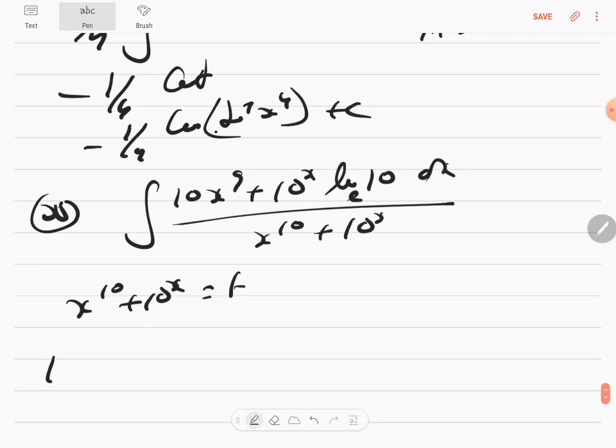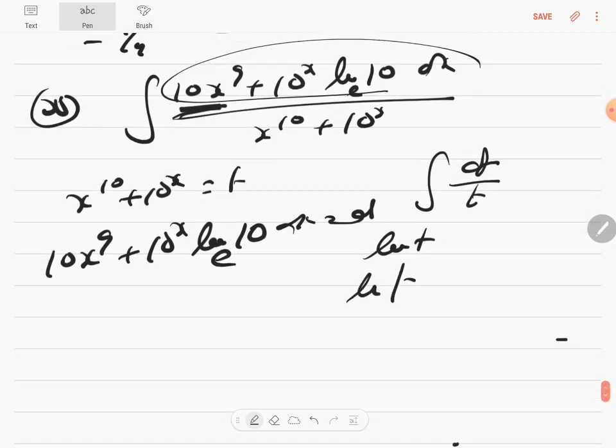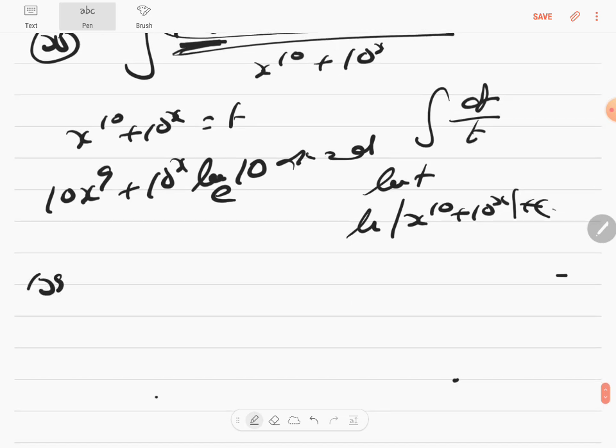x to the power n derivative is 10 into x to the power 9. Is it correct, dt? So a to the power x derivative is a to the power x log a to the base e. It is correct, the numerator is dt. So dx is equal to dt. The numerator is dt by t, which is log t, which is log of mod of x to the power 10 plus 10 to the power x plus c. So can I go to 39th question?